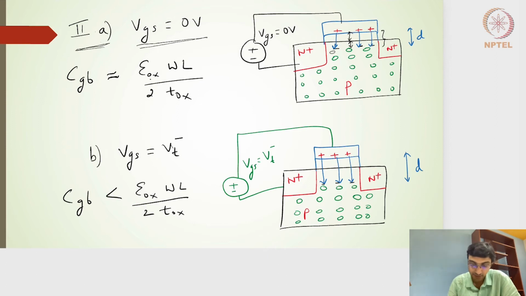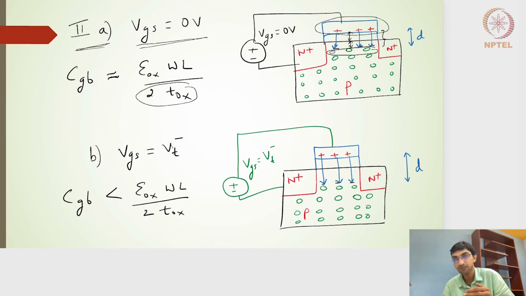So that is nothing but epsilon oxide WL by 2, twice the T oxide. What it means is the effective distance between the two parallel plates, and wherever it finds the holes, because the holes are moving away from the oxide interface, this effective distance turns out to be twice that of the T oxide, when VGS is equal to 0 volts.